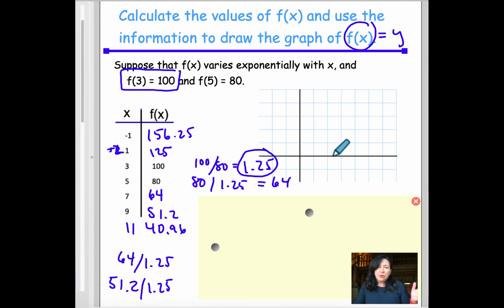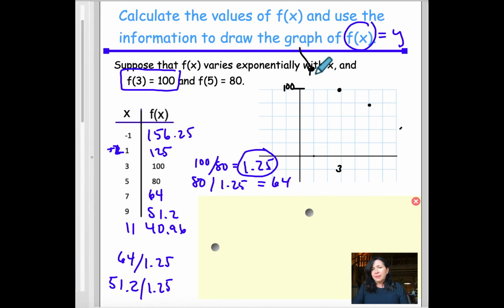So we have, let's say this is 3, and let's say this is 100 here. So we'll say that's 100, and this is 3. And at 5, so 5 is here, and that is, let's see, 80. So that's less. And we had 7, and that's 64. But then at -1, or at 1, we're at 125.